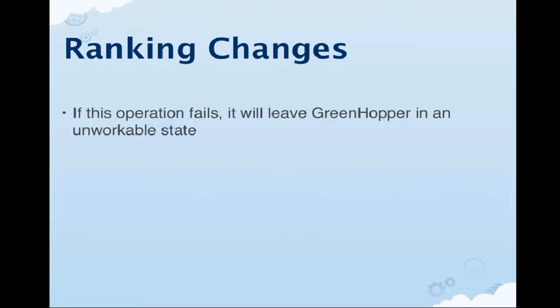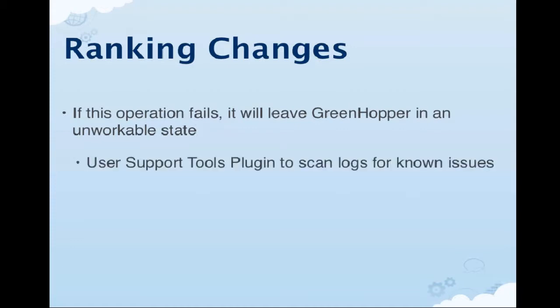Now, of course, having said that, if the operation fails to do that upgrade, it will leave GreenHopper in an unworkable state. We'll actually have a blue banner that shows up. I intended to get a screenshot, but don't have it immediately. It'll show up saying that GreenHopper failed the upgrade task, and at that point, we recommend grabbing the Support Tools plugin and using that to scan the logs for any known issues. You can just find that through the administration panel. It's under System, and then the Support Tools plugin.